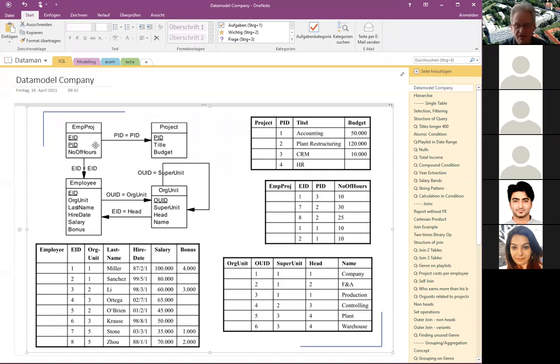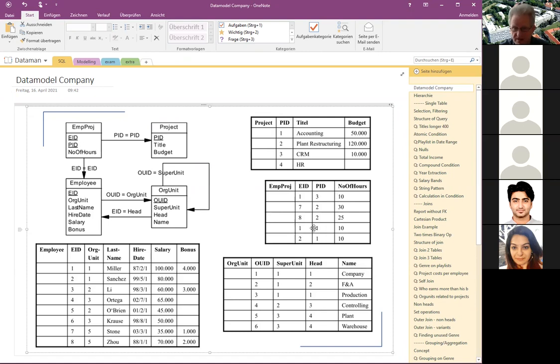And you see, so let's take a look at the tabular representation here. So let's take a look at the first record here. EID1, PID3. What does it mean? Who is working in which project if I regard that record here, the first one? Miller is working in CRM. That's it.